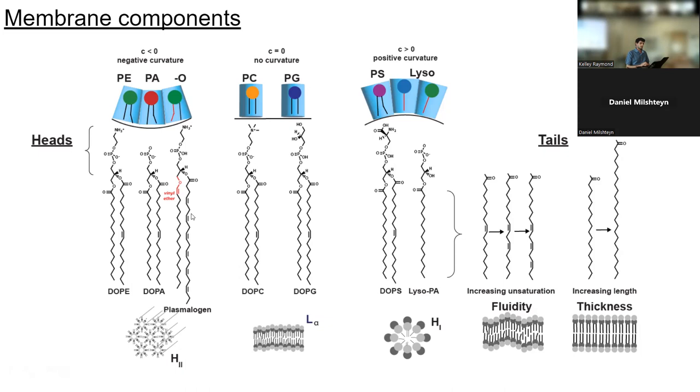So you need a different combination of all of these lipids in your membranes to give the membranes different biophysical structure, different biophysical properties. You need a mixture of them to give the membranes different capacities of bending or taking on different shapes.